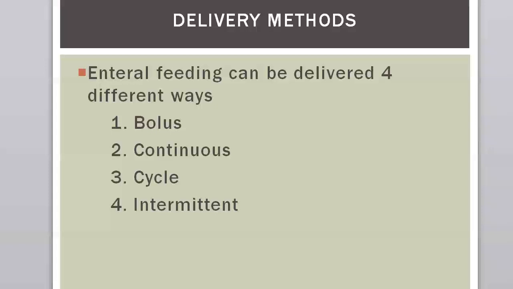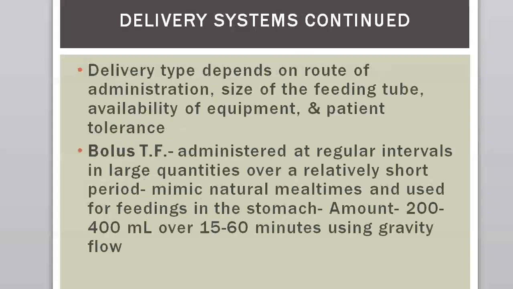We also can deliver this formula in 4 different ways. We can provide the solution to the patient by way of bolus, we can give it continuous, or we can give it through cycle, or through intermittent. I'll go over those in a little more detail. Now, delivery type depends on the route of administration, the size of the feeding tube, what equipment you have available, and how well the patient can tolerate it.